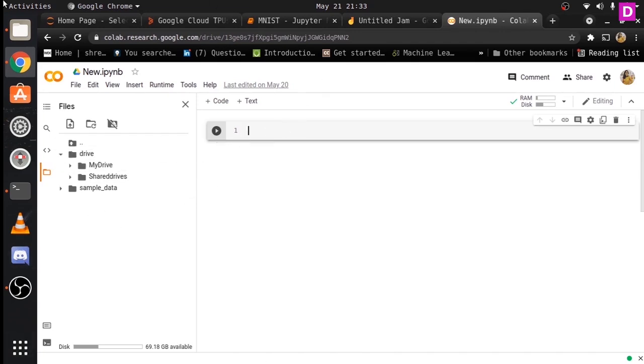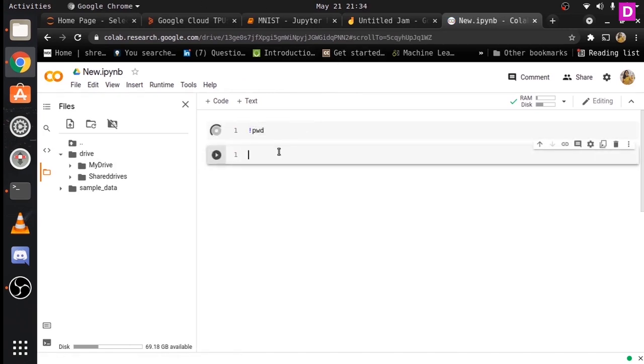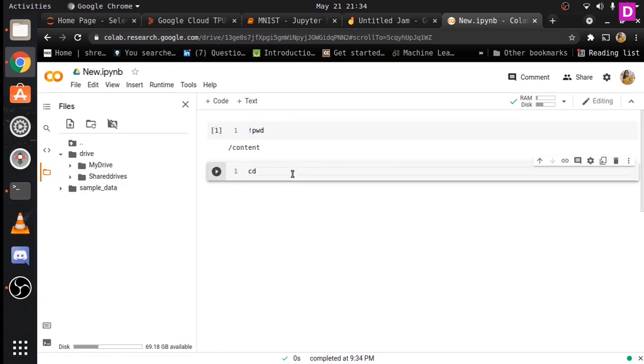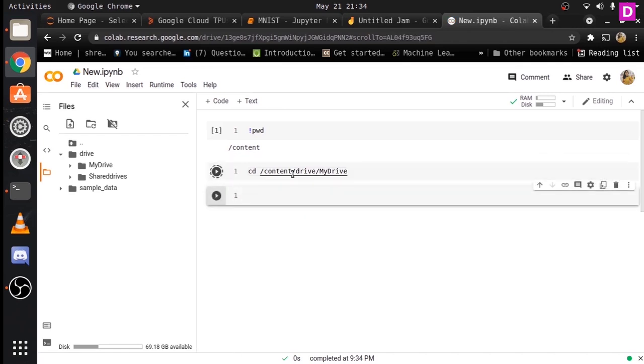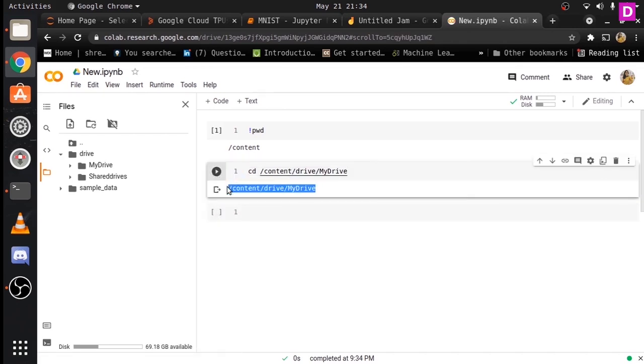Now if I do, let's say, pwd, it says content. So all my drive things will be saved in this My Drive option. So what I can do is copy the path and then go into the path. So now I am inside here, and now I can run everything. All the data is in this path, so we can use all the data here. So this is basically Google Colab.